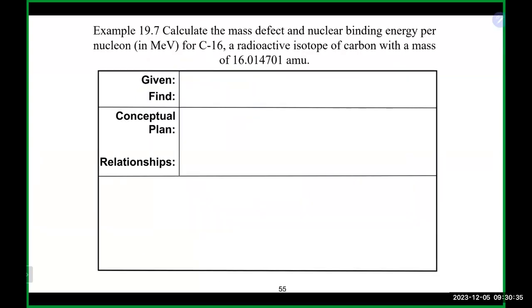Why don't you give one a try here? Calculate the mass defect and nuclear binding energy in mega electron volts. Let's do both, and joules per nucleon. For carbon-16 has a mass there of 16.014701. Once again, the proton is 1.007825 AMU, and the neutron's atomic mass is 1.008665 AMU. All right, so see what you come up with on that one.